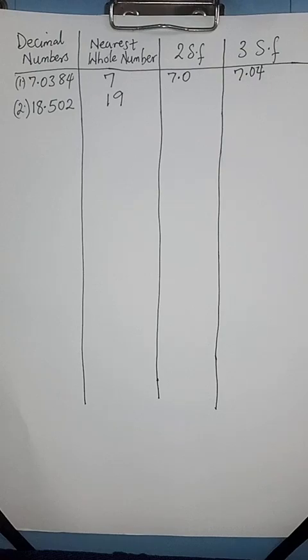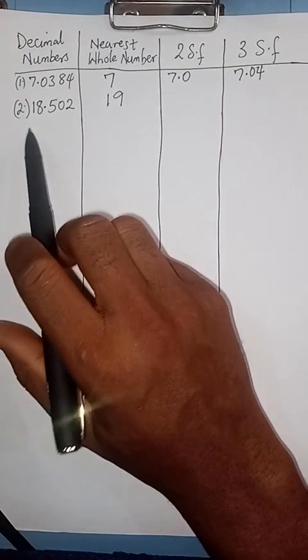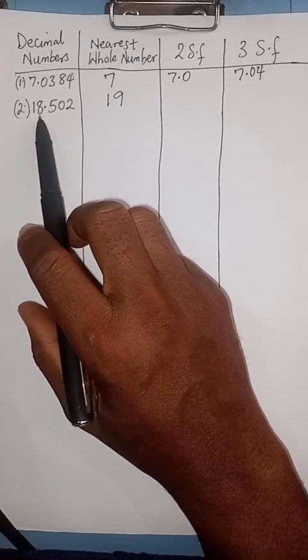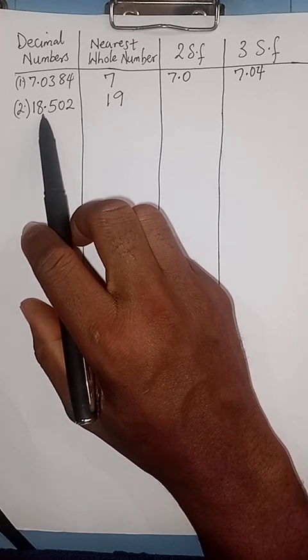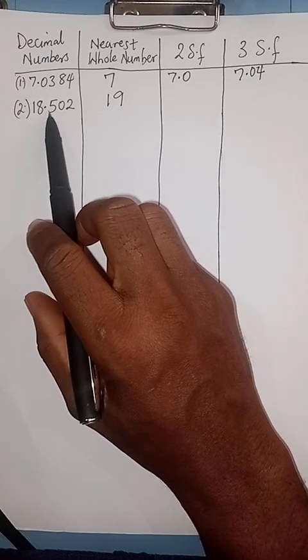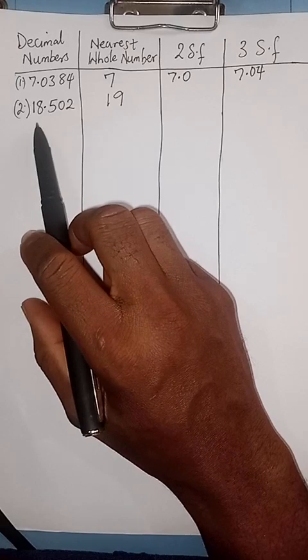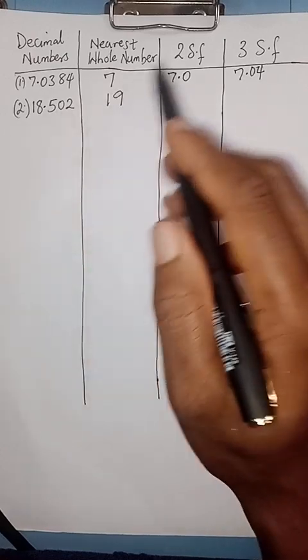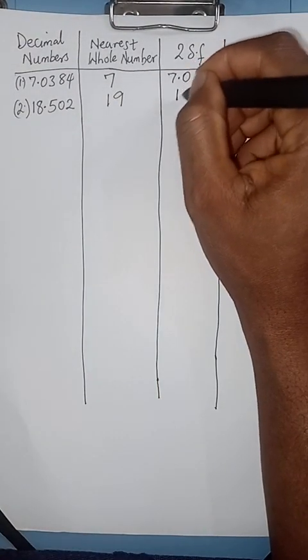Now, what about the 2 significant figures? Again, the first 2 digits are the 2 significant figures. Just before I write it, I had to check the digits after the significant figures. And that's 5, which means I can round up by adding 1 to 8. And if I do that, my answer becomes 19.